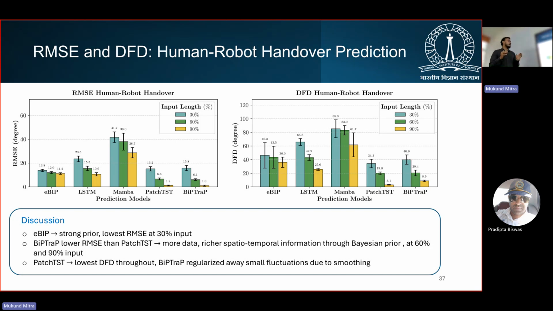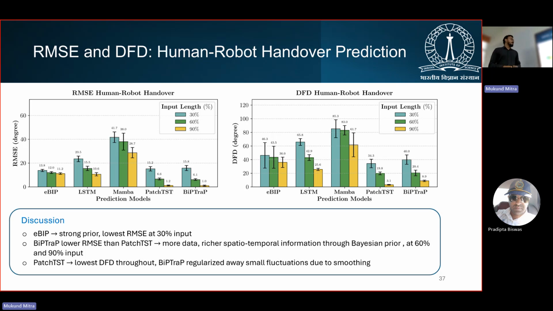We see that when the input is less, EBIP, due to its strong Bayesian prior, captures the spatiotemporal dynamics of the data, and it has lower RMSE compared to other methods. But as the input increases, BibTrap and PatchTST perform better because they are transformer-based models. Especially BibTrap performs the best because it also has the Bayesian prior. The combined effect makes its prediction more robust. So BibTrap performs best at 60 to 90% of the input.